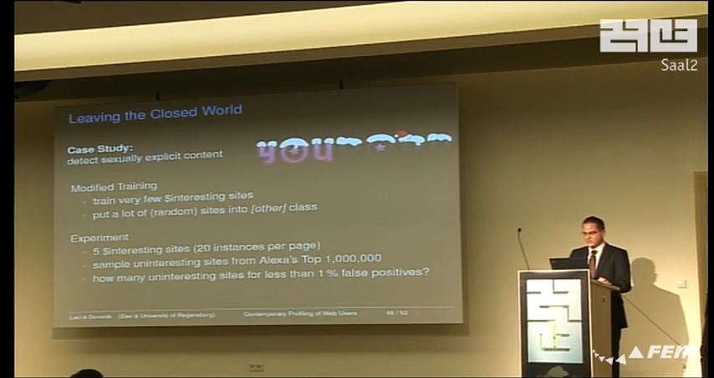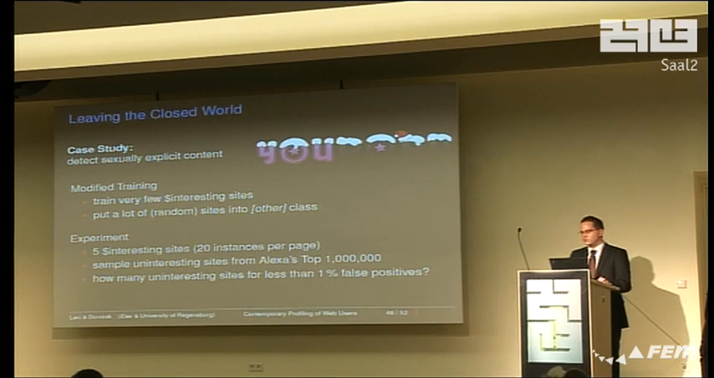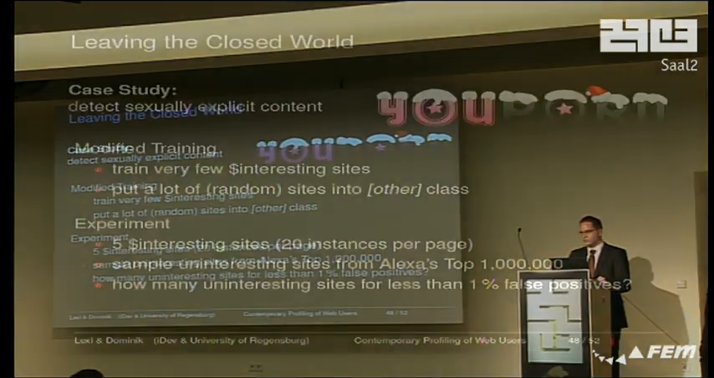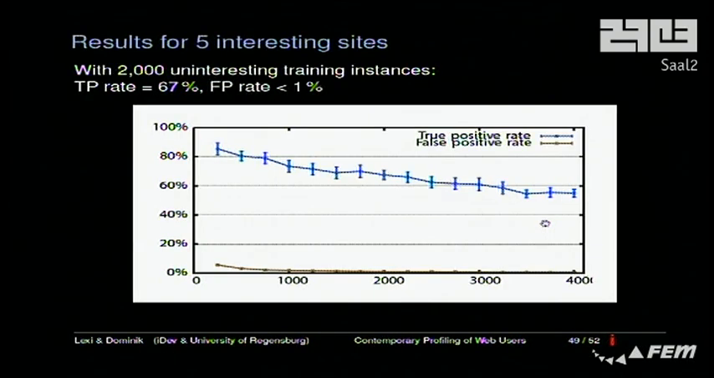The following experiment uses five interesting pages, samples uninteresting pages from the Alexa top 1 million list, and the question is, how many uninteresting pages should you use during classification to get less than 1% false positives? That's an important thing, to get only few false positives, because each and every time you get a false positive, you think someone retrieved sexually explicit content, although they didn't. And the graph looks like this. The answer to the question is you should use 2,000 uninteresting training instances in order to get a low false positive rate, and the true positive rate stays at 67%, which is still pretty bad from a privacy research standpoint.